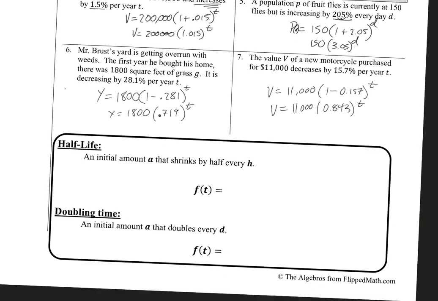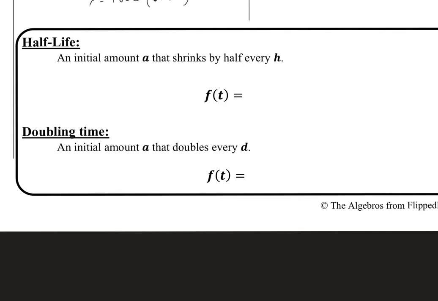Pretty simple, pretty straightforward. Okay, these are some common formulas that come up. We come up with half-life and doubling time. Here's what it's going to look like. You're going to start with your principal value again, A, and you're multiplying by one half, and t is your variable in both of these. What you want to do is divide by the amount of time it takes for that halving to occur. In this situation, it's h, because it's saying it shrinks by half every h, whatever that is. Maybe it's every hour, maybe it's every minute, who knows.